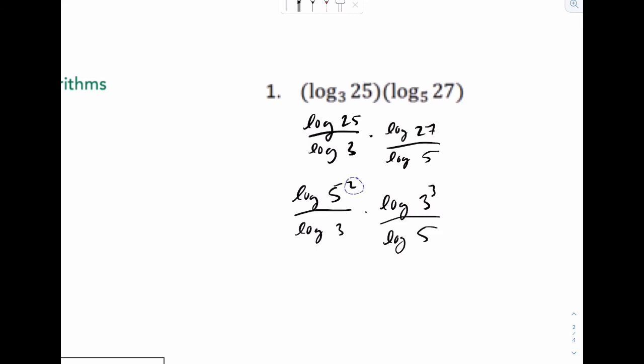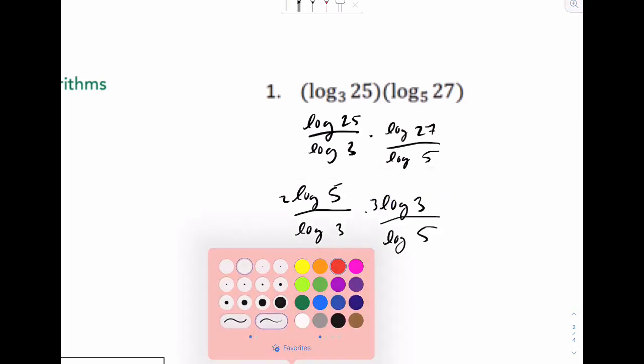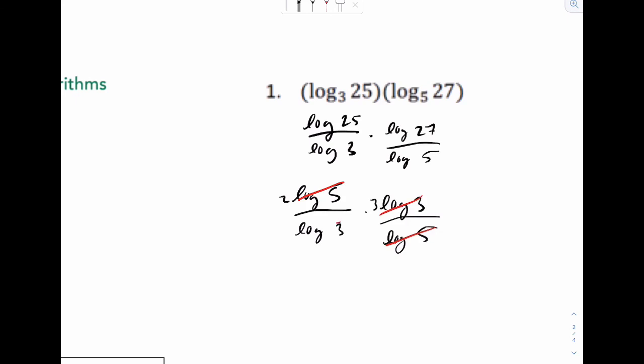And now we're going to do the power rule. So that 2 is going to come down. That 3 is going to come down. And look at what happens here. Cross, cross, cross, cross. The answer is 2 times 3, which is 6.